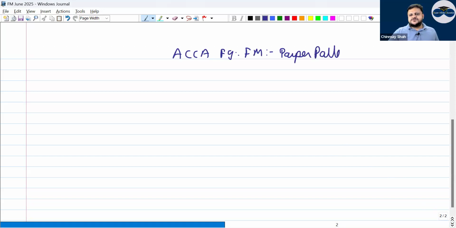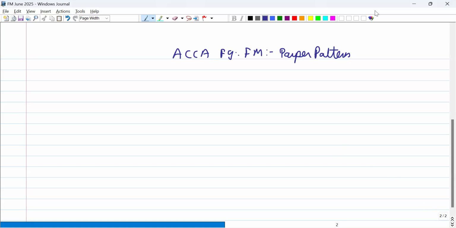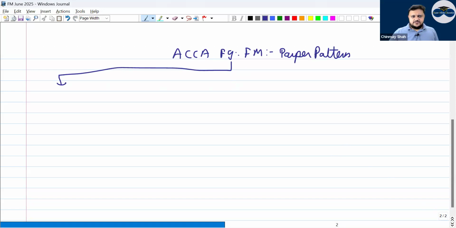Paper pattern. Anyone who wants to know all the 13 papers? Should I go through all the 13 papers once? Anyone who wants to know progression? Tell me. Ishan, Aarti, Tushar, anyone? Smriti? No, sir. Okay with it? Tell me. Okay.